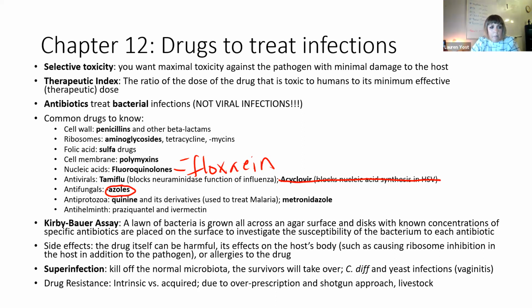Ketoconazole is one of them. Miconazole, which is Monostat, and fluconazole. All of these are antifungals. So those are those. And we also had talked about the other ones, which were like amphotericin B. So that's a type of medication you can use to treat a fungal infection. It's not one of the azoles though.